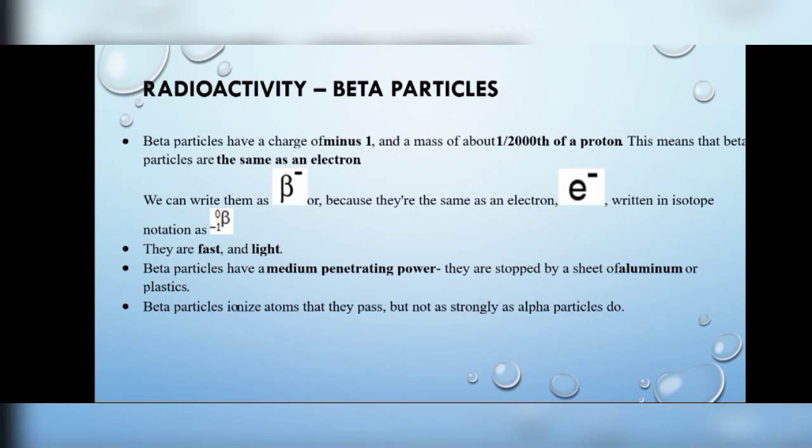Beta particles. Beta particles have a charge of minus 1 and a mass of about 1 by 2000 of a proton. This means that beta particles are the same as an electron. They are fast and light. Beta particles have a medium penetrating power. They are stopped by a sheet of aluminum or plastic. Beta particles ionize atoms that they pass, but not as strongly as alpha particles do.